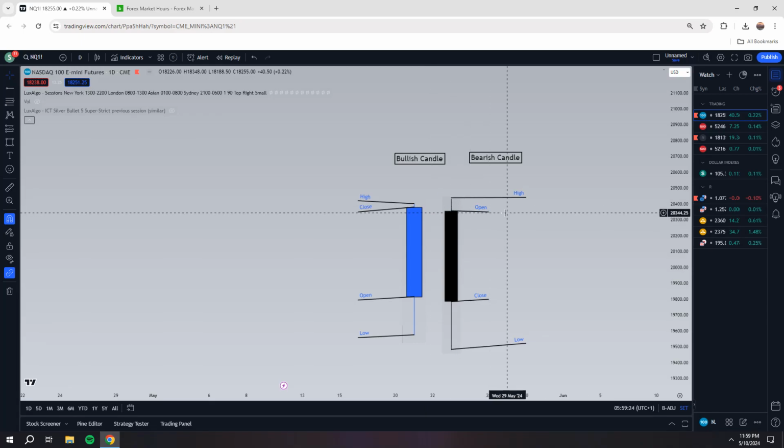And same thing for the bearish, but just different. It opened at the top of the body and it closed at the bottom of the body. And then the low is just it went down and then came back up.